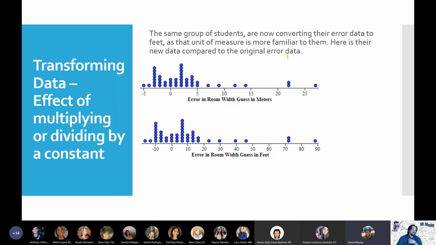So next here, we have the same group of students, who are now converting their error data to feet. So instead of measuring their error in meters, which is our top graph here, we've now converted that to error in room width based in feet of length, which is a little more familiar to them. Here's their new data compared to the original data.